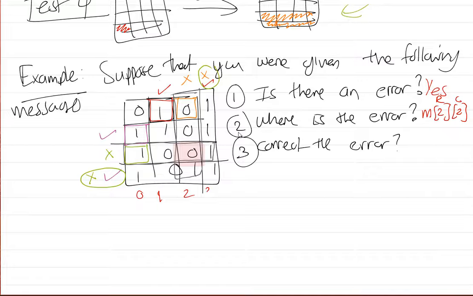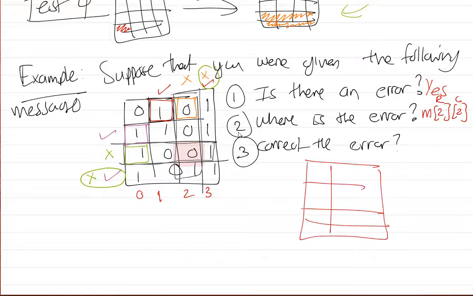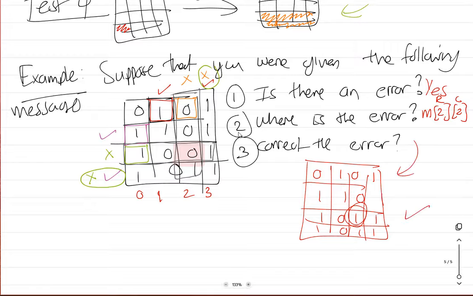So 1, 2, 3. Okay, and then to correct the error, we re-give the matrix with the error corrected. So it's 0, 1, 0, 1, 1, 1, 0, 1, 1, 0, 1, 1, 1, 0, 1, 1. And that's the error. We corrected it. So there it is. That's it for the 15-11 Hamming code.